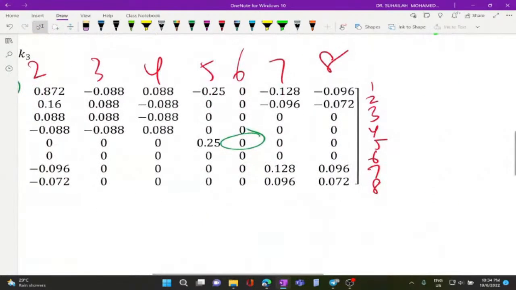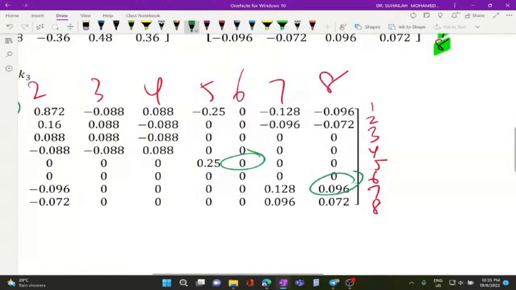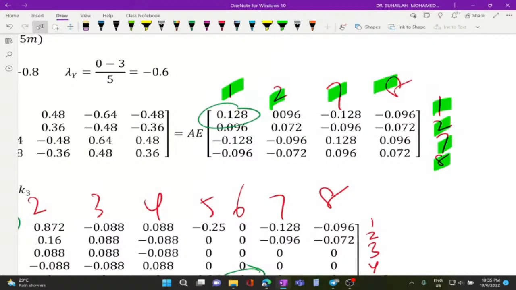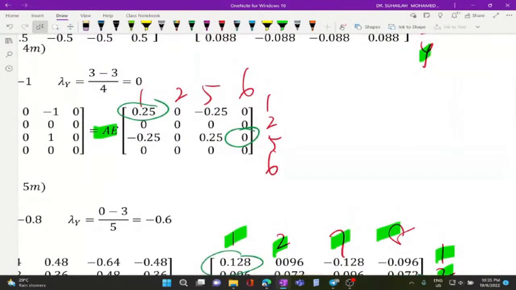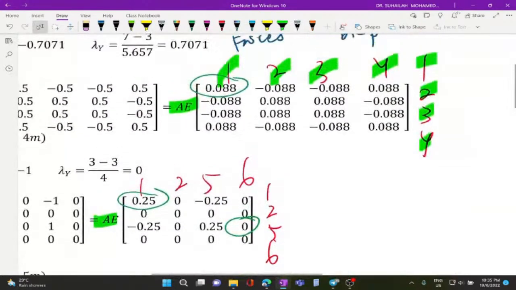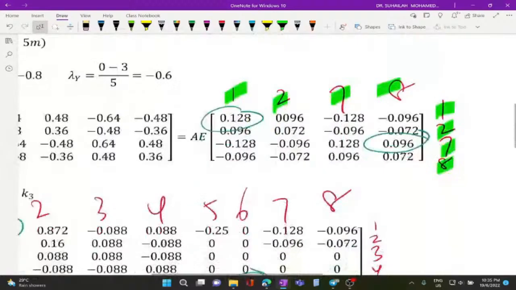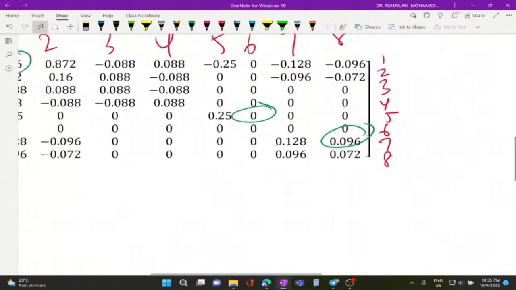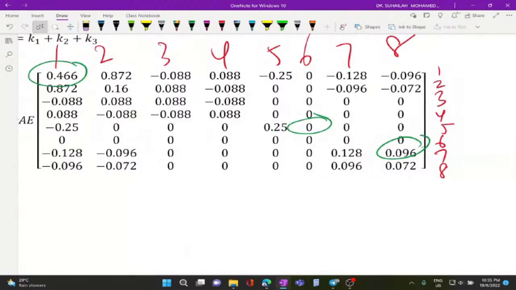Okay, another example. I want to find the value at position 7, 8, which is 0.096. How do we get this 0.096? We refer to K3, position 7, 8 is here, 0.096. 7, 8 in K2, no. 7, 8 in K1, no as well. So we get only 0.096. We do the same for all positions, so we get this. This is the structure stiffness matrix.